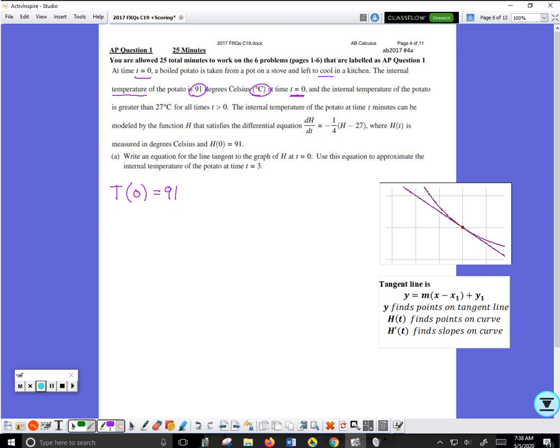The internal temperature of the potato is greater than 27 degrees Celsius for all times greater than 0. That means T at any time is always greater than 27. The internal temperature of the potato at time T minutes can be modeled by the function h. So they're going to use h instead of capital T. So I would go h of 0 is 91, and h at any time will always be greater than 27.